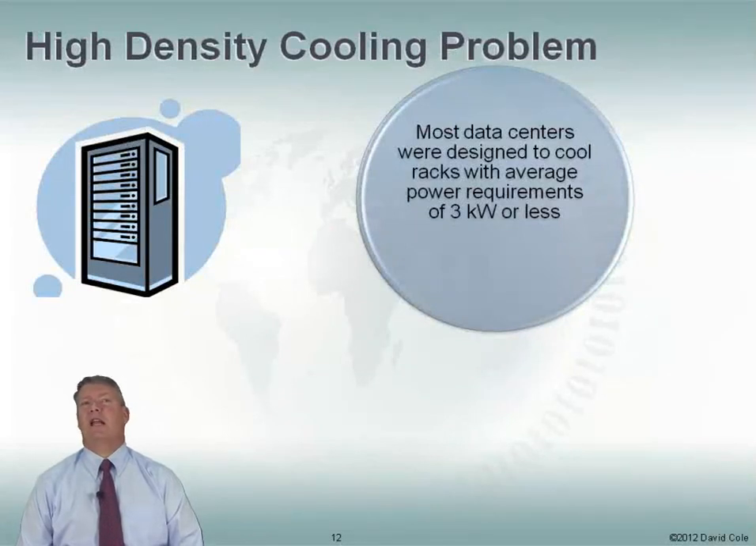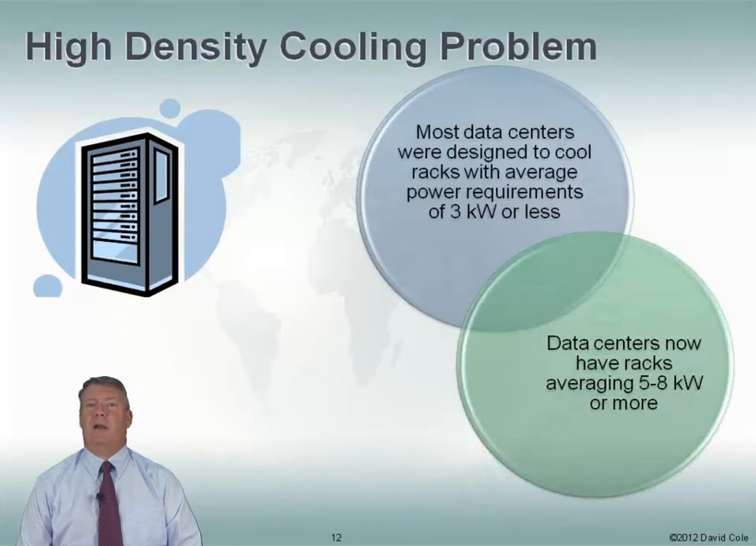So let's take a look, at least introduce this high density cooling problem. In the past, we had data centers with an average rack might be 1, 2, 3 kilowatts of power, right? And that's how our data centers were designed. That's how our cooling systems were designed, to address these kind of density requirements. Well, guess what happened? Now my data centers are averaging 5 to 8 kilowatts or more. The latest studies, some people are averaging 10 and 12 kilowatts.